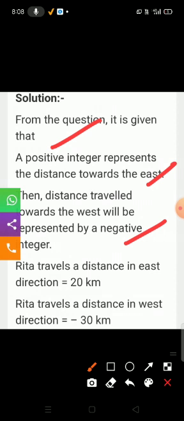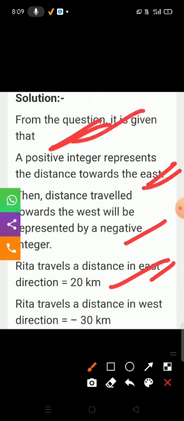Okay, so Rita travelled a distance in the east direction. East direction means positive 20 kilometers, means plus 20. Because Rita travels in the east direction, we have to use a positive integer for the east direction. So Rita travelled 20 kilometers east, so plus 20. And there is no need to write the plus sign.